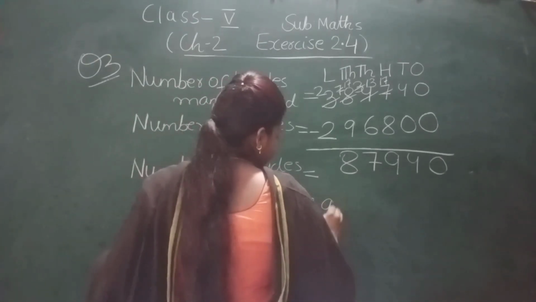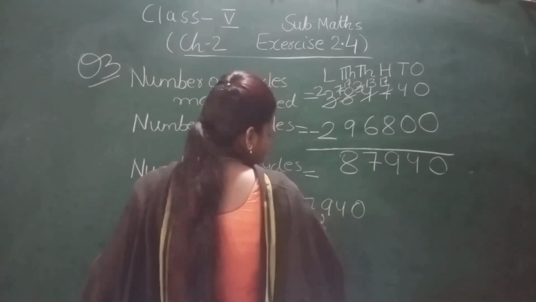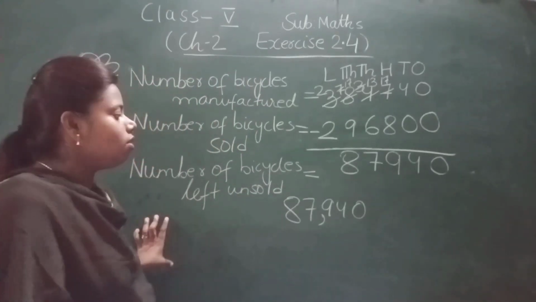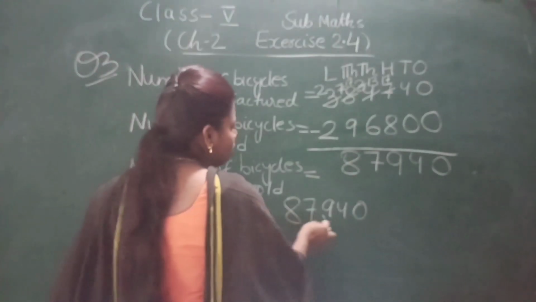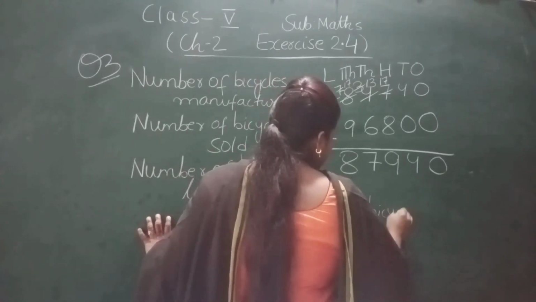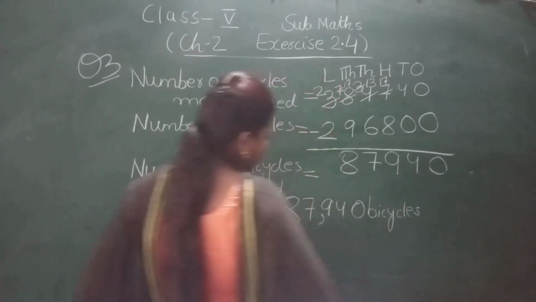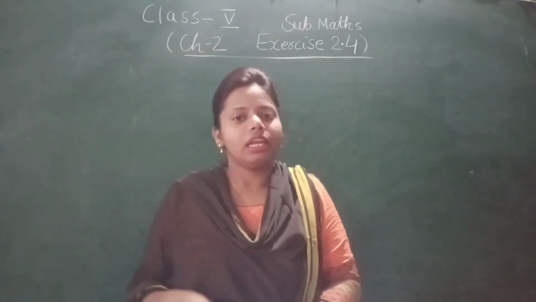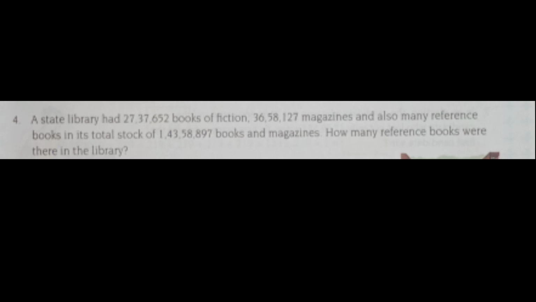Now let's write the number with commas. So how many bicycles were left unsold? 87,940 bicycles. This many bicycles. Now what is question number 4? Let's see. Question number 4 is: a state library had 27,37,652 books of fiction.